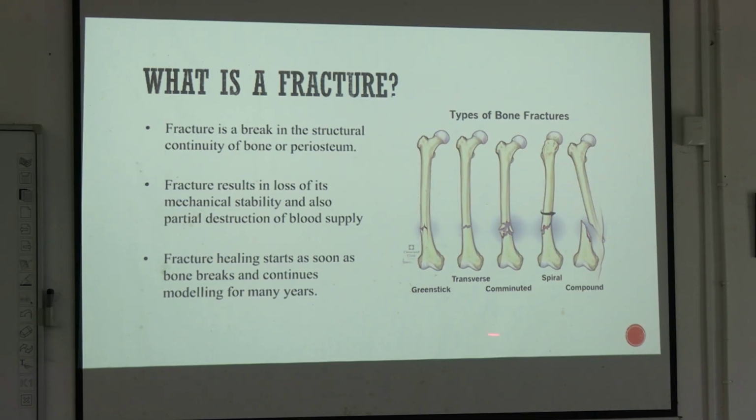Then a comminuted fracture is the one where the bone has broken and formed multiple fragments. Then comes a spiral fracture, which is usually caused by a twisting injury. If the injury is coming from a twisting force, then the bone might have this spiral oblique type of fracture. And what is a compound fracture? A compound fracture is a fracture where the bone has displaced from its place, and there is also soft tissue injury, an open soft tissue injury. So this is a compound type of fracture.